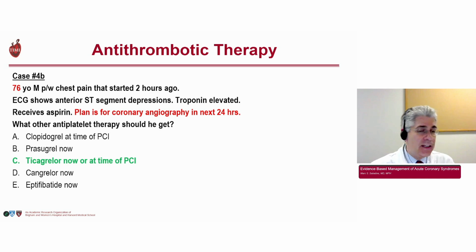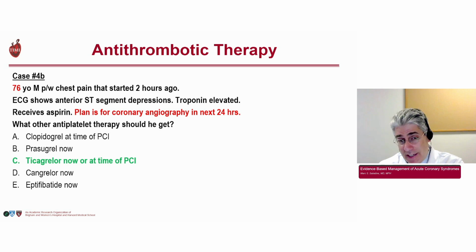This is getting at a couple things. One, you notice that prasugrel is not an option. That's because one, prasugrel is not indicated in more elderly individuals above 75 because of a risk of intracranial hemorrhage. Two, when we did the Triton trial of prasugrel, we did it in patients who were going to undergo PCI. Their coronary anatomy was defined. This person we don't know what we're going to find. We're earlier in their hospital course. There's no indication for prasugrel.